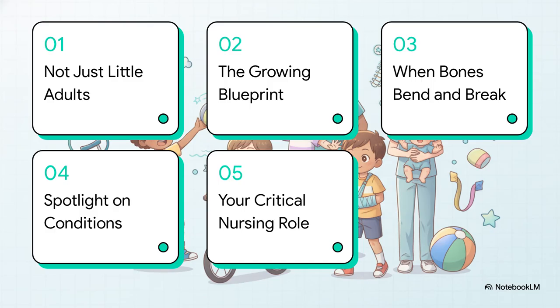So, here's our game plan. We're going to start with exactly why kids are so different. Then, we'll look at the growing blueprint, the anatomy itself. From there, we'll get into what happens when bones bend and break, spotlight some key conditions you'll see, and wrap it all up with your critical role as a nurse.